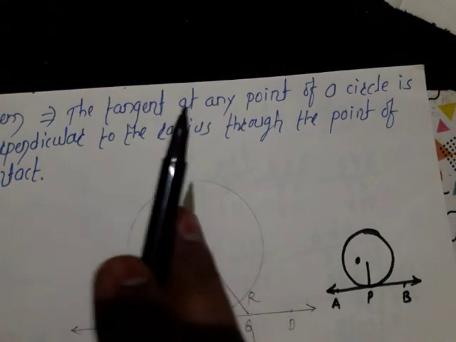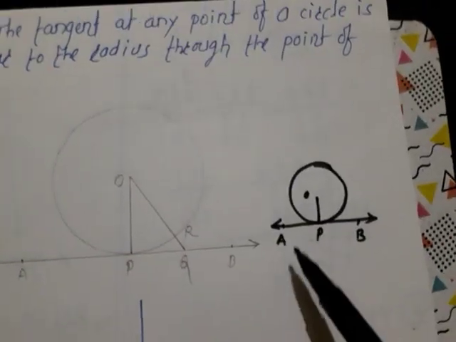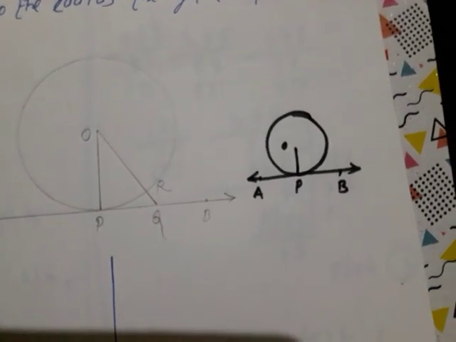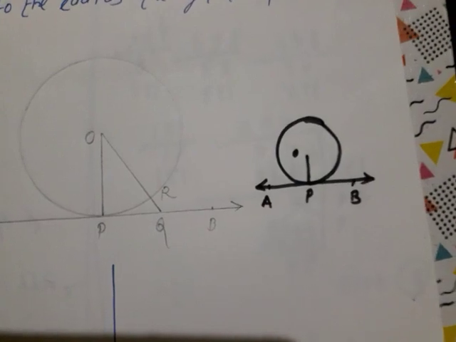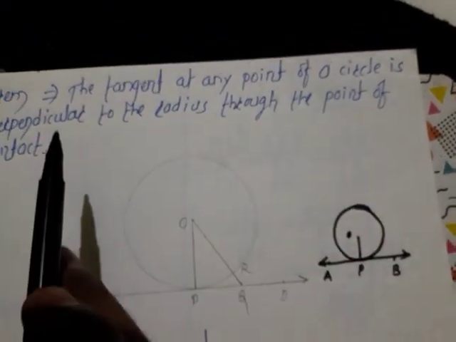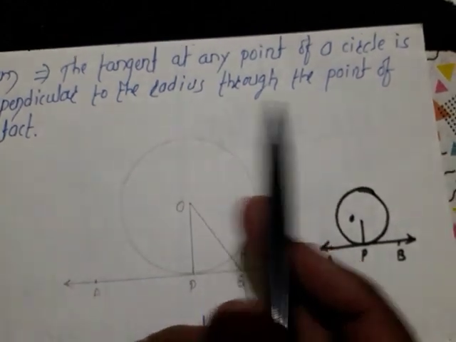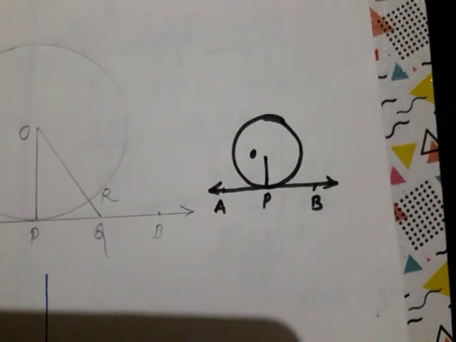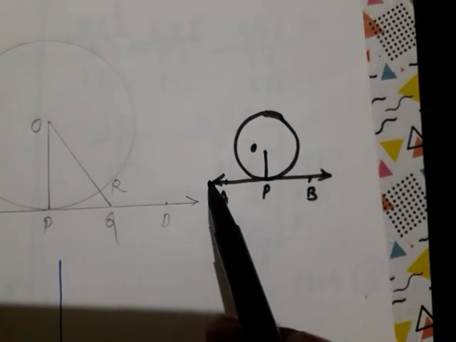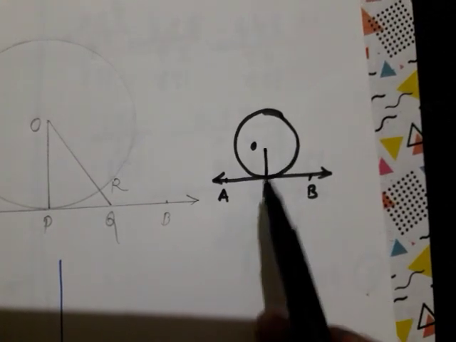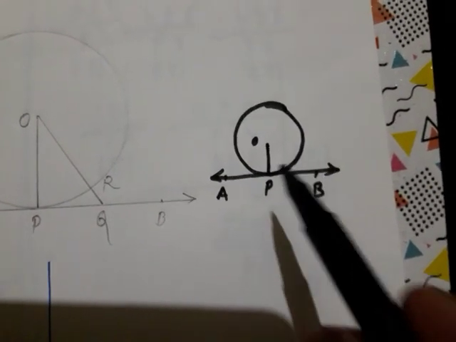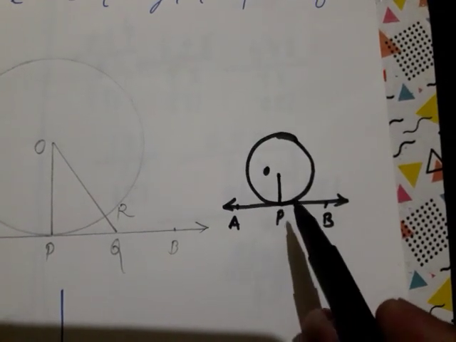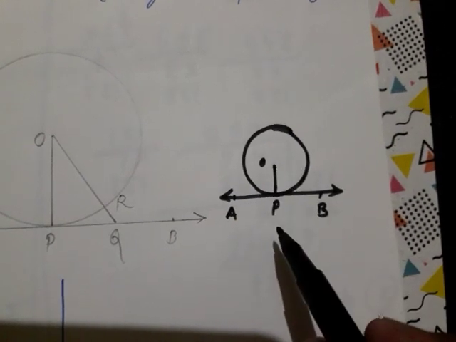Look at the statement. The tangent at any point of a circle. Here if you observe carefully, this is the tangent AB which intersects the circle at point P. The center of the circle is O. The tangent at any point of a circle is perpendicular to the radius through the point of contact. What is said? The tangent drawn through any point of a circle is perpendicular to the radius through the point of contact, which means there is a 90-degree angle formed here, because this tangent is perpendicular to the radius.